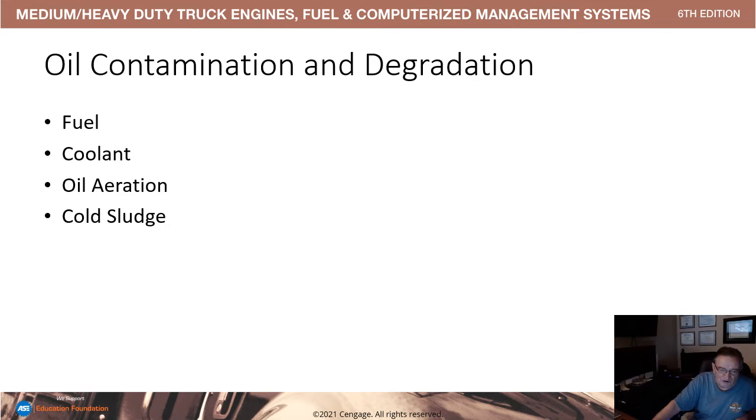Oil aeration: when air is introduced into the oil pump, bubbles form, oil pressure will drop, and the oil will lose its viscosity and its lubricity. Cold sludge: in cold weather operation, cold sludge will prevent oil from doing its full lubrication properties.